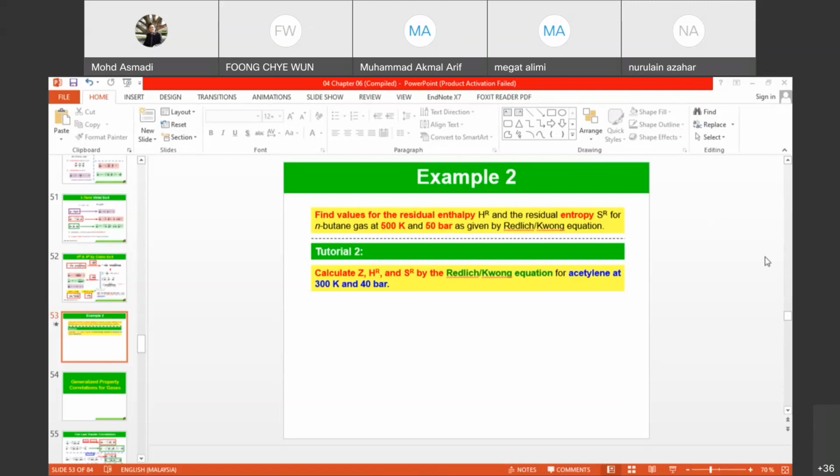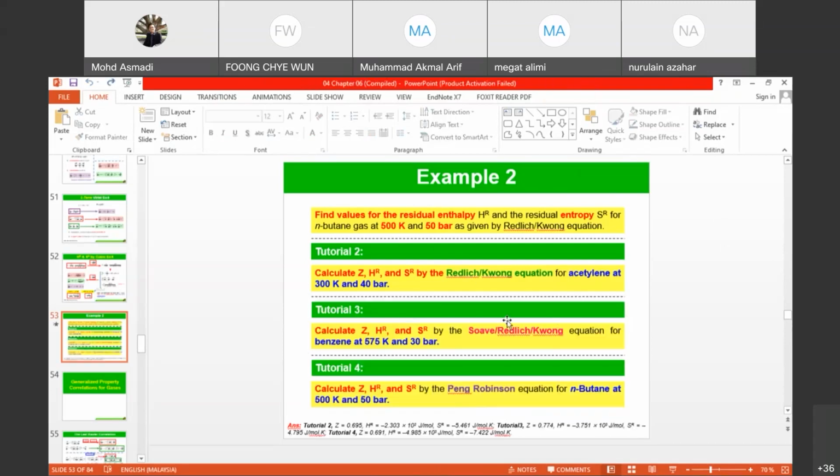Okay, I have something to do actually. We stop here. Please find the answer. Solve using Soave-Redlich-Kwong and Peng-Robinson. I will give the equation in the next class.